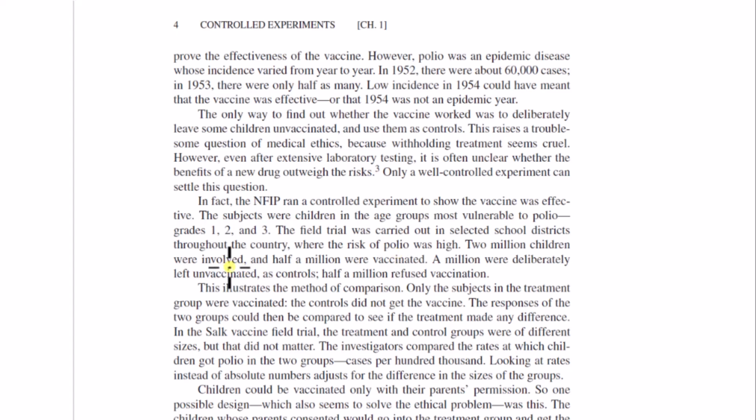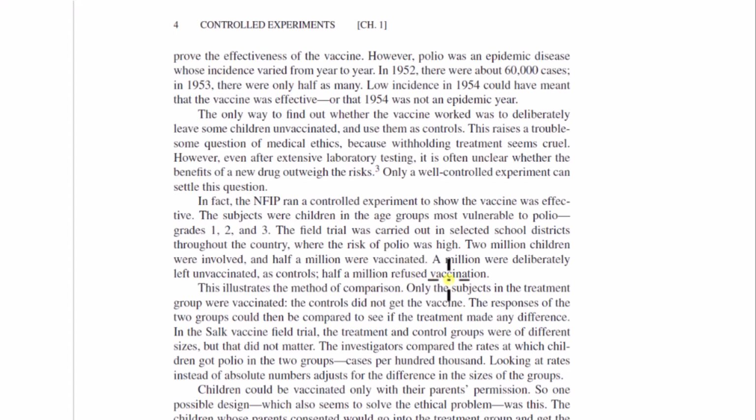2 million children were involved. That's a lot of children. So you want a big enough size of subjects, right, to make sure it's random. 500,000 were vaccinated and 1 million were deliberately left unvaccinated as controls. Again, as long as all of this is random, and both groups were selected from the same random population of students, then that seems like a good experiment.